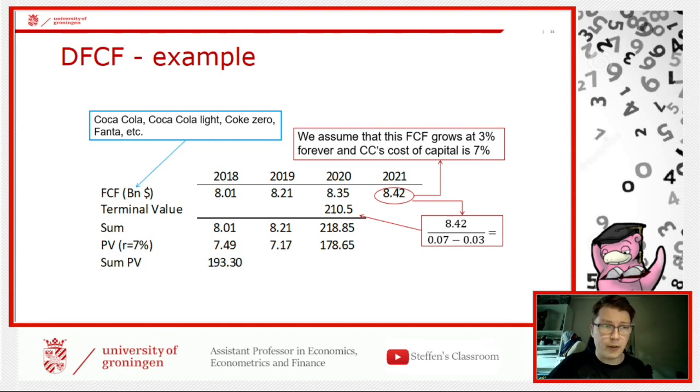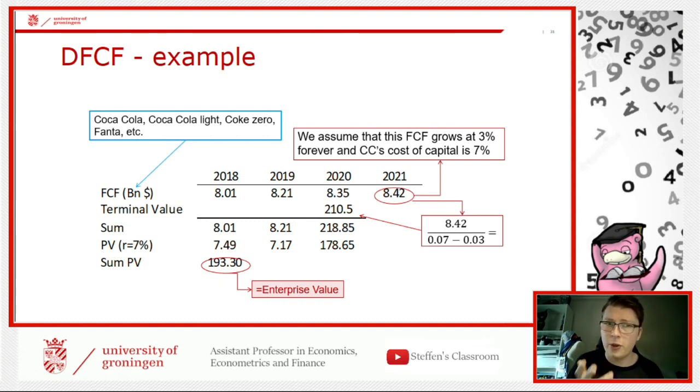7% squared. And you notice here that for 2020, you have again the free cash flow from that year plus this perpetuity that we calculated. You sum them up and you discount them three periods now. You sum it all up, you get the sum of the present values, and this is then the enterprise value. So relating to the question in chat, no, terminal value is not exactly the same.